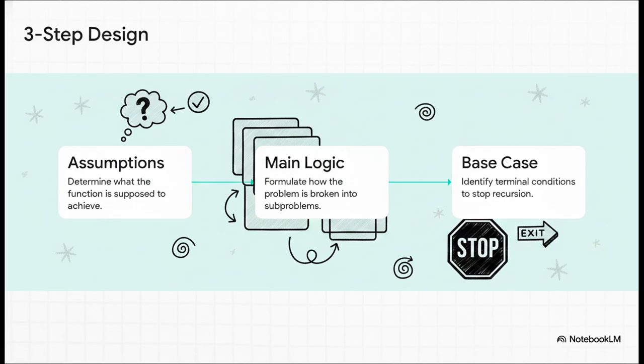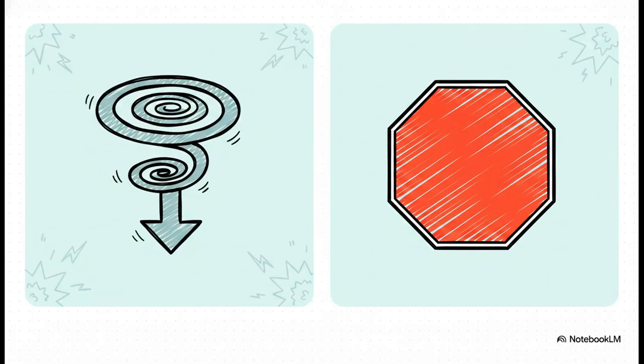The base case is your terminal condition. It's the rule that tells your function when to stop opening those nesting dolls. This delicate balance is really the heart of recursion. On one side, we've got the recursive case, where the function calls itself and the problem shrinks. On the flip side, we have the base case, which returns a direct answer and tells the recursion to stop. It's our safety net.